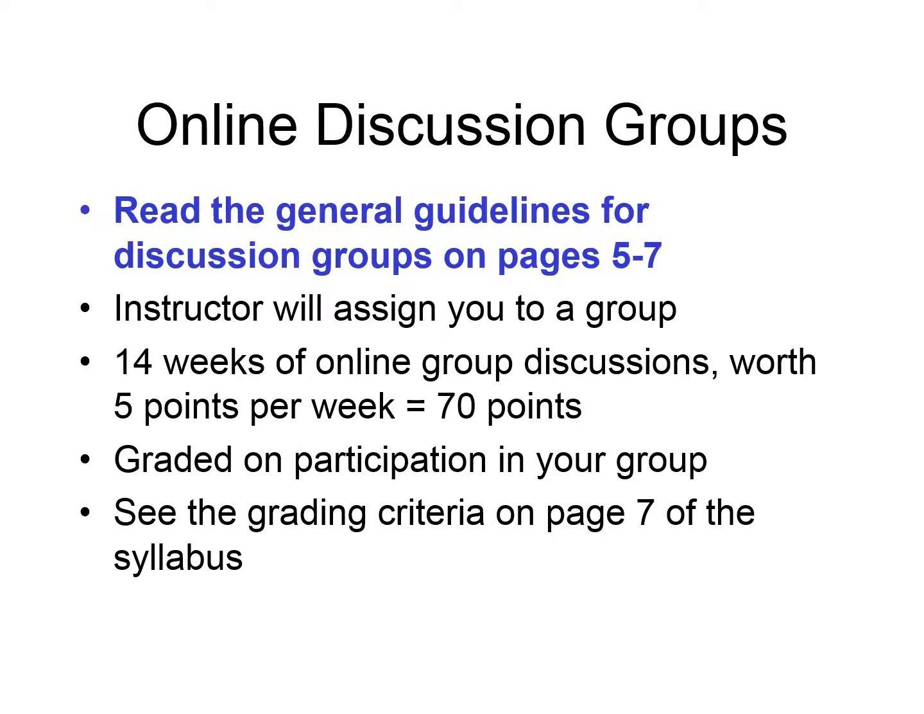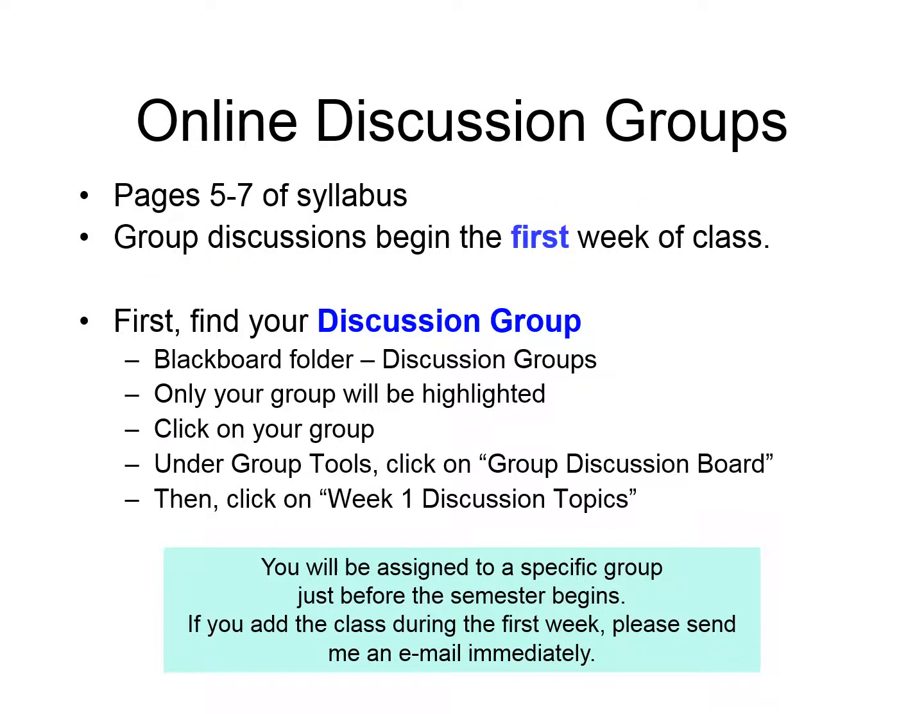You will find information about the online discussion groups on these pages in the syllabus, and I will assign you to a group starting the first week of class. There will be 14 weeks of online group discussions. Each week is worth 5 points, so for the semester this is 70 points, and you are graded on your participation in your group discussions. The group discussions begin the first week of class.